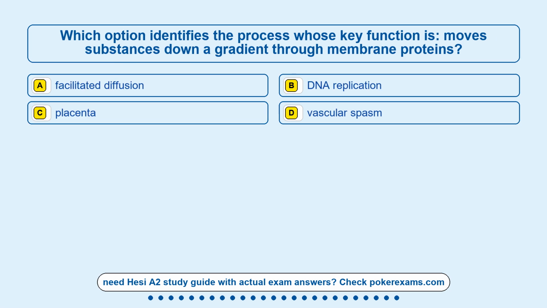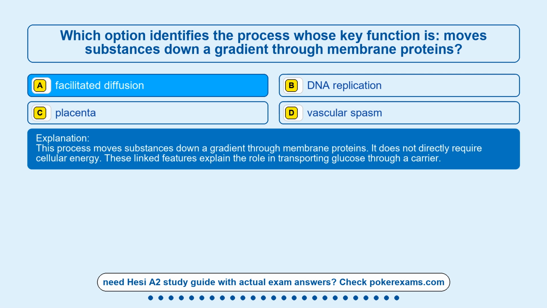Question 8. Which option identifies the process whose key function is moving substances down a gradient through membrane proteins? Option A, facilitated diffusion. Option B, DNA replication. Option C, placenta. Option D, vascular spasm. The correct answer is option A, facilitated diffusion.